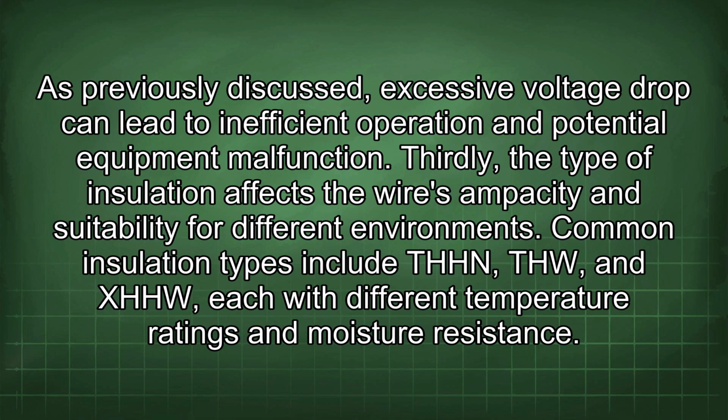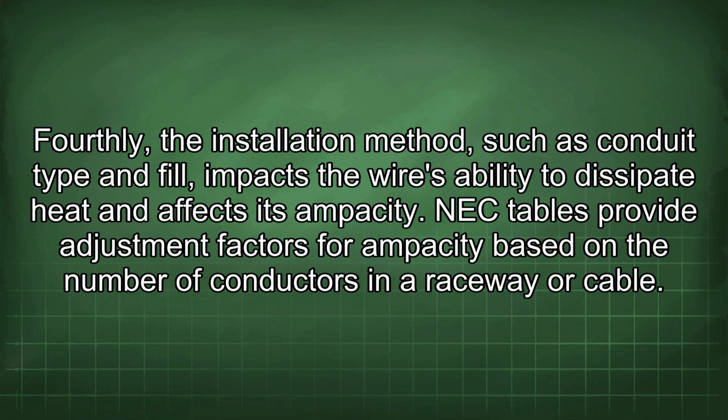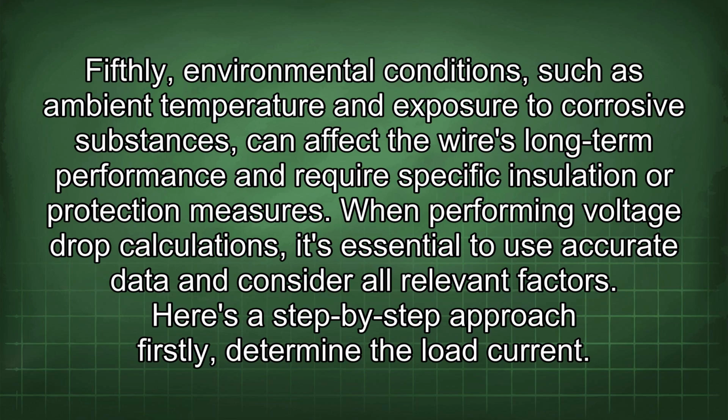Thirdly, the type of insulation affects the wire's ampacity and suitability for different environments. Common insulation types include THHN, THW, and XHHW, each with different temperature ratings and moisture resistance. Fourthly, the installation method, such as conduit type and fill, impacts the wire's ability to dissipate heat and affects its ampacity. NEC tables provide adjustment factors for ampacity based on the number of conductors in a raceway or cable. Fifthly, environmental conditions such as ambient temperature and exposure to corrosive substances can affect the wire's long-term performance and require specific insulation or protection measures.